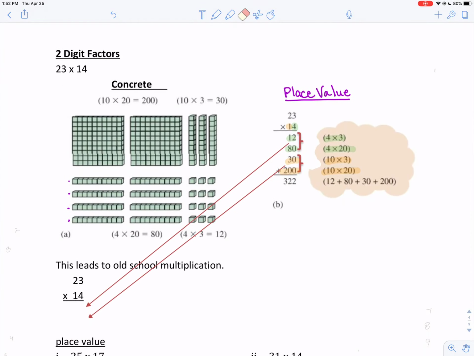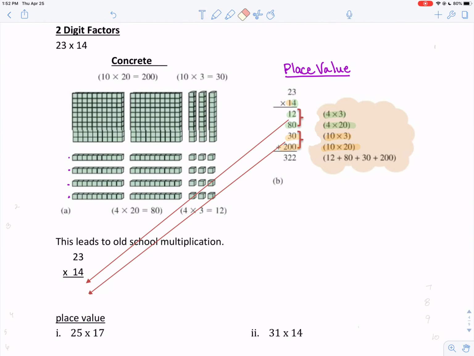So next we have our 2-digit factors. So this is what we're going to use when we're multiplying 23 times 14. First we'll use our concrete. This is also called algebra tiles, you may have seen. You can also use base 10 blocks for that. So here's our 23. You've got your 2 tens and then your 3 units. And then times 14. So there's your 1 ten and your 4 units.